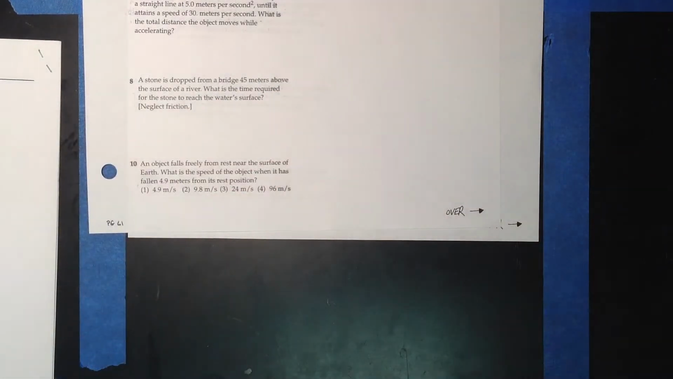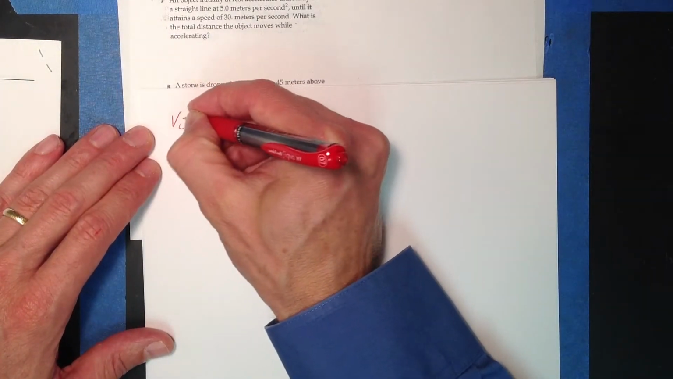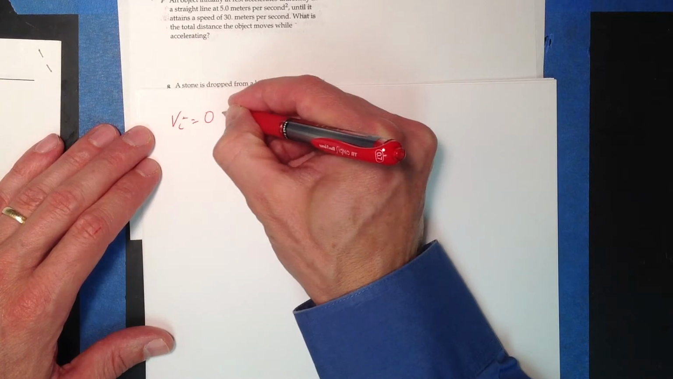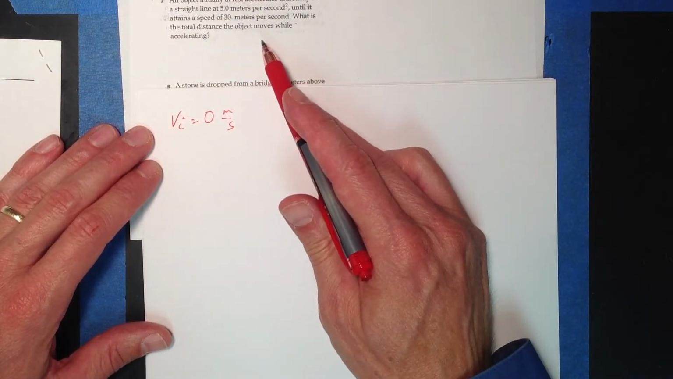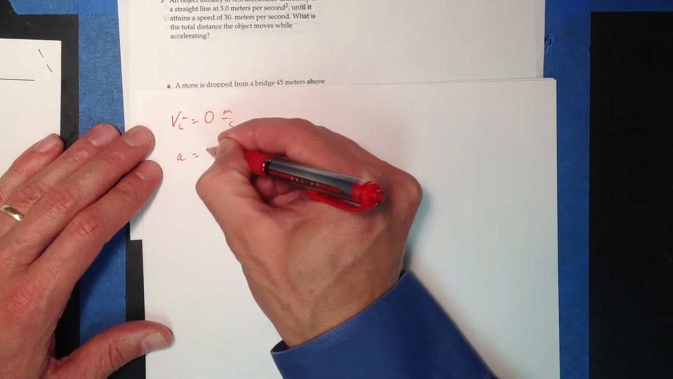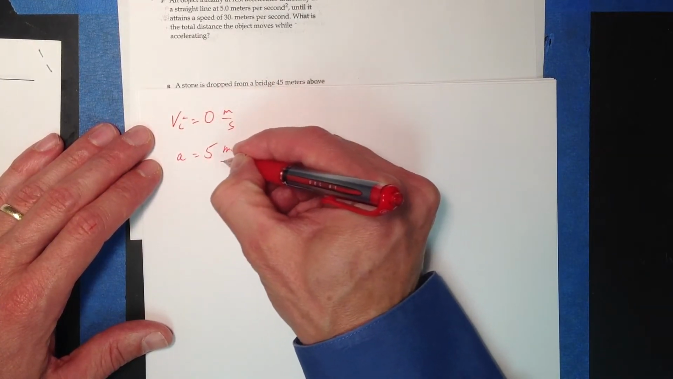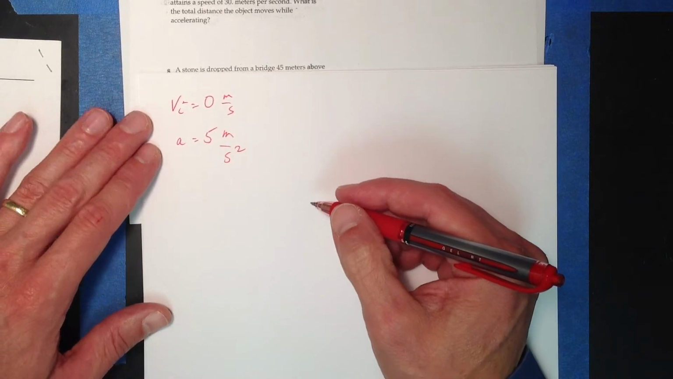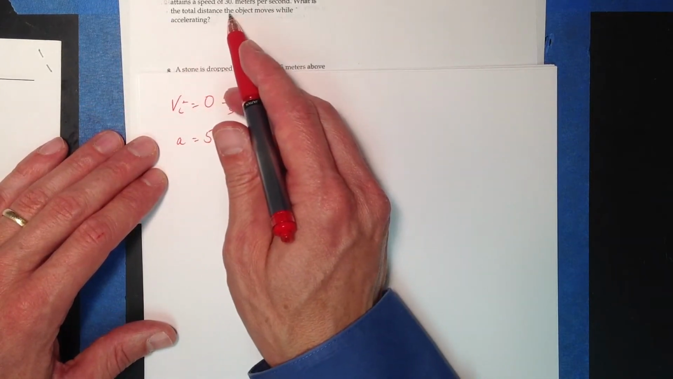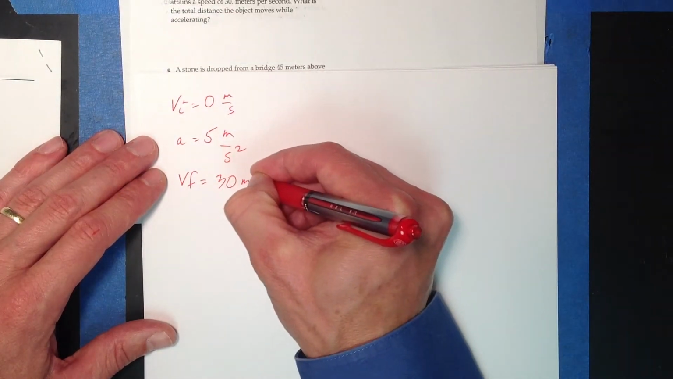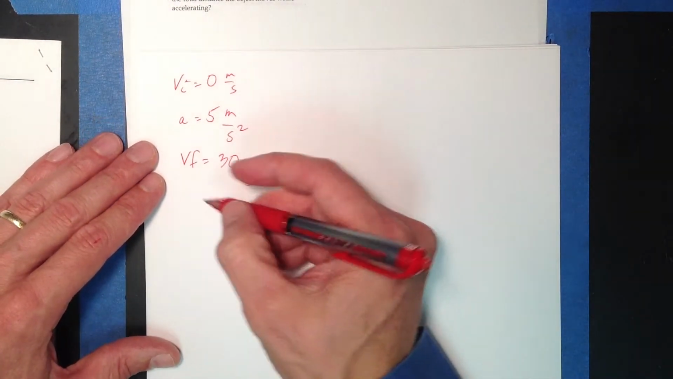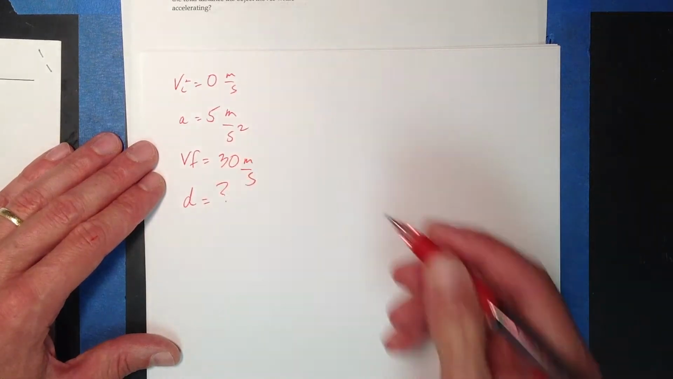Okay, so hopefully you're following along here. Let's do 7. An object initially at rest, that's good. VI equals 0 meters per second. Accelerates uniformly. Okay, gives me the acceleration, just 5 meters per second squared. Attains a speed of 30 meters per second. That's going to be VF, 30 meters per second. What's the total distance? Distance equals, that's my question mark.